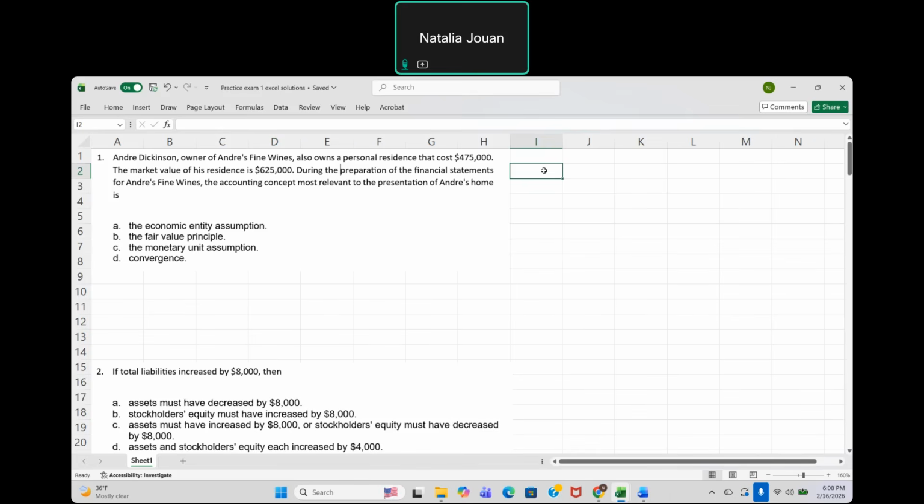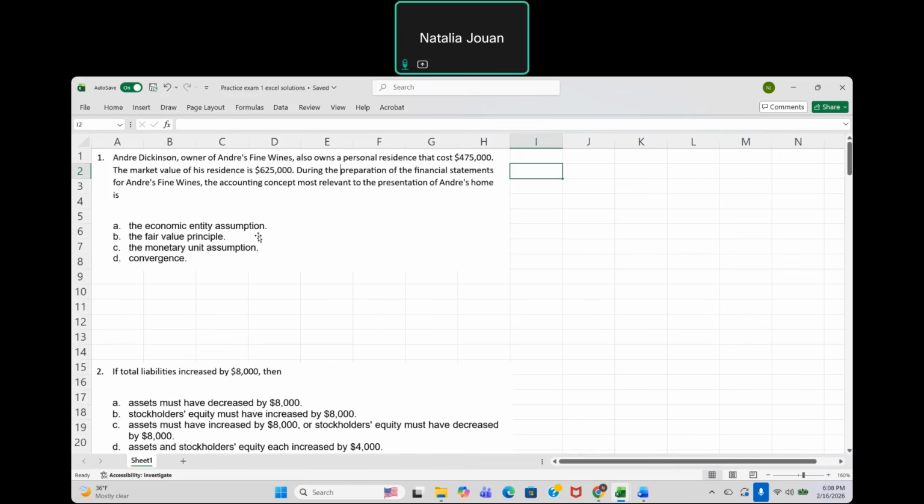Right. So first of all, fair value: it doesn't really matter how much he paid or how much it's worth now. Or the monetary unit assumption: we know it's in dollar amounts, so we could record this in our books and you don't have to worry about conversions. It's not something that we touched on. The true answer is the economic entity assumption.